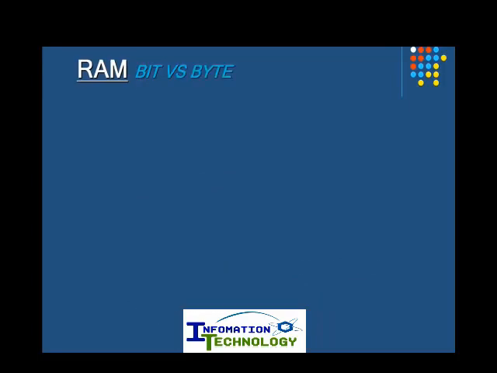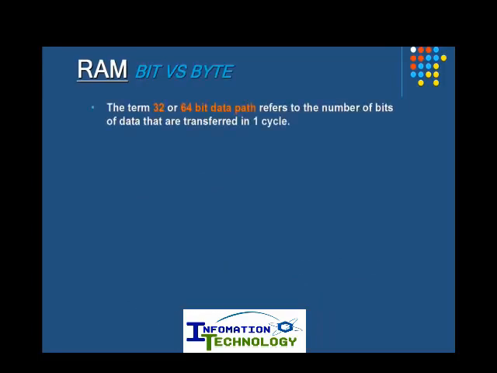Now the term 32 or 64-bit data path refers to the number of bits of data that are transferred in one cycle. The more bits that are transferred in one cycle, the faster the computer will be. A single bit, or 1 bit of data, is the smallest form of data that a computer reads, because in the computing world, a computer only understands ones and zeros, which is represented by a single bit of data. Now there's also the term byte, and 8 bits is equal to 1 byte.